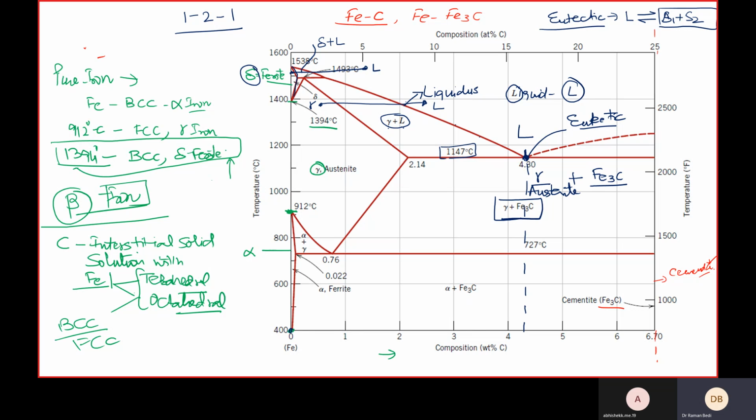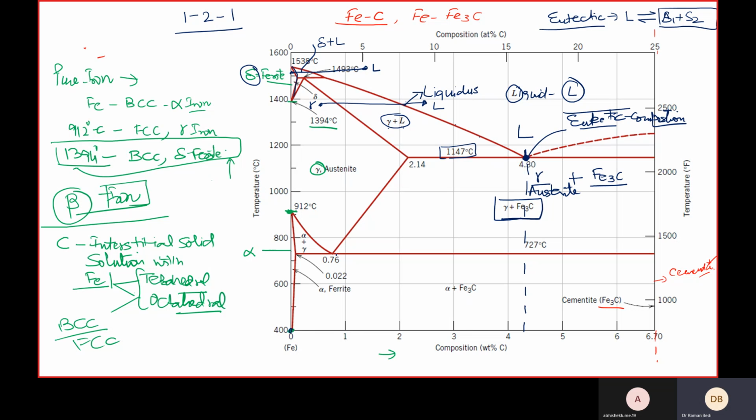That is why this is the lowest melting point available to us, and this is the eutectic point. This composition is called the eutectic composition, at which a single liquid transforms into two solids. The two solids here are austenite plus cementite. So this is the first reaction that is visible to us.